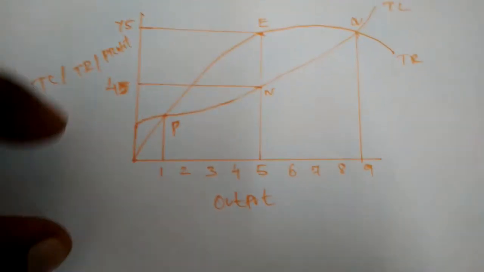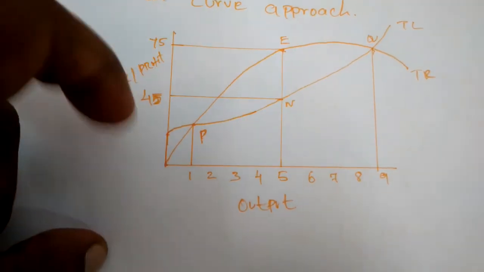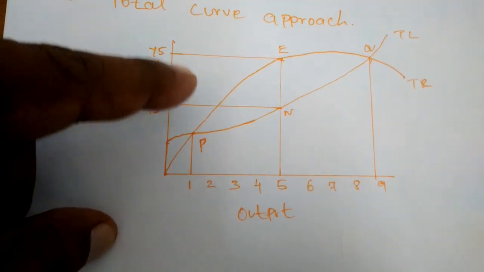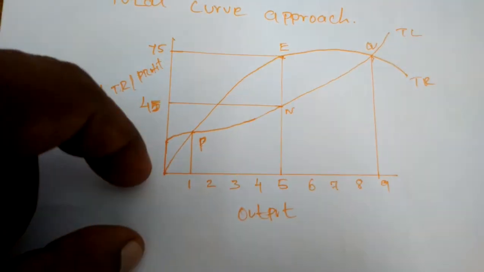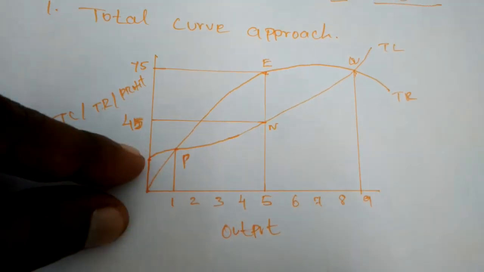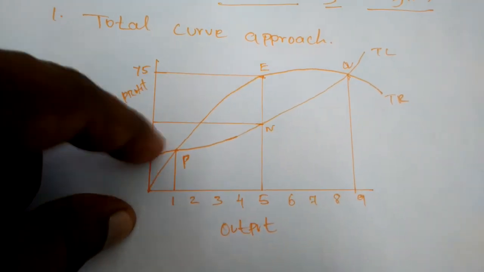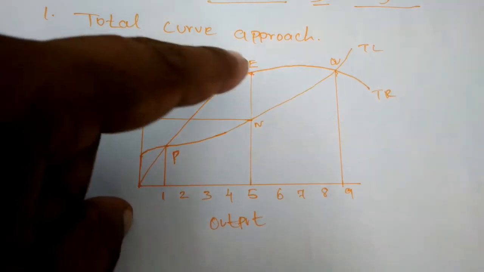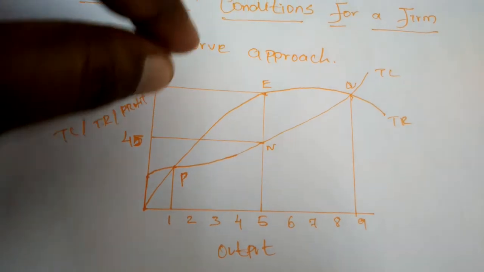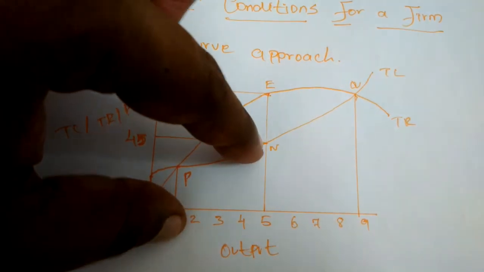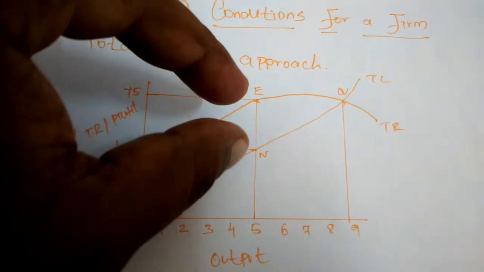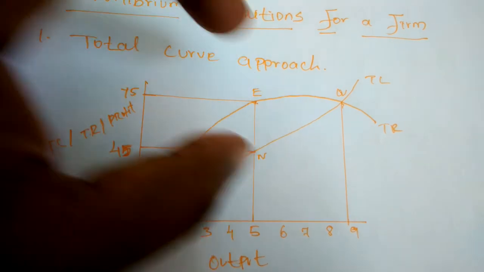Here the two curves are moving from these two origins, but the point where the maximum difference is there between the total cost and the total revenue is considered the equilibrium point, or the maximum profit level. So here, at the point N, the company will be in equilibrium because the largest gap is there between the points N and E.